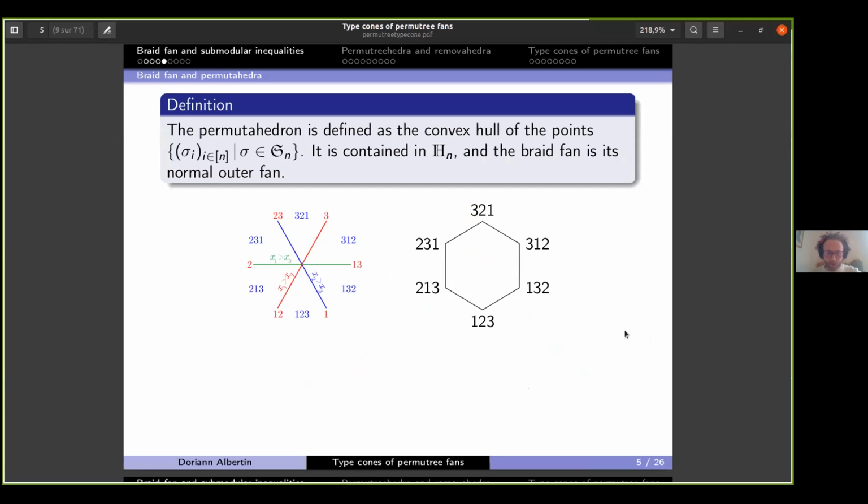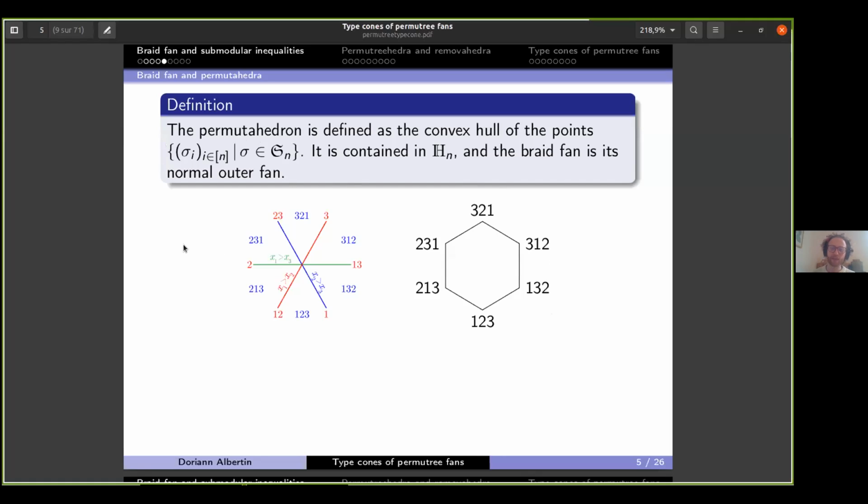Now, the braid fan can be realized by a well-known polytope called the permutohedron. It is classically defined as the convex hull of points associated to permutations. The two-dimensional permutohedron looks like this, and its normal outer fan is the braid fan, like this.